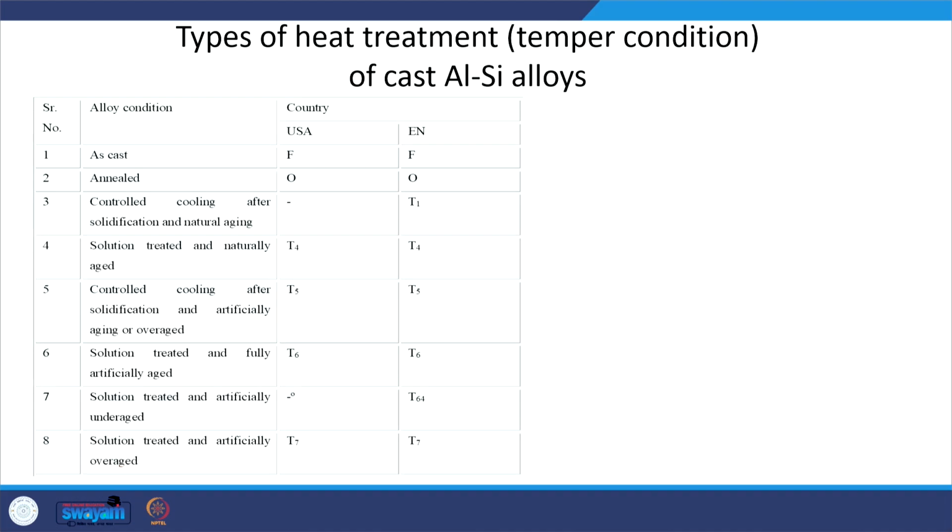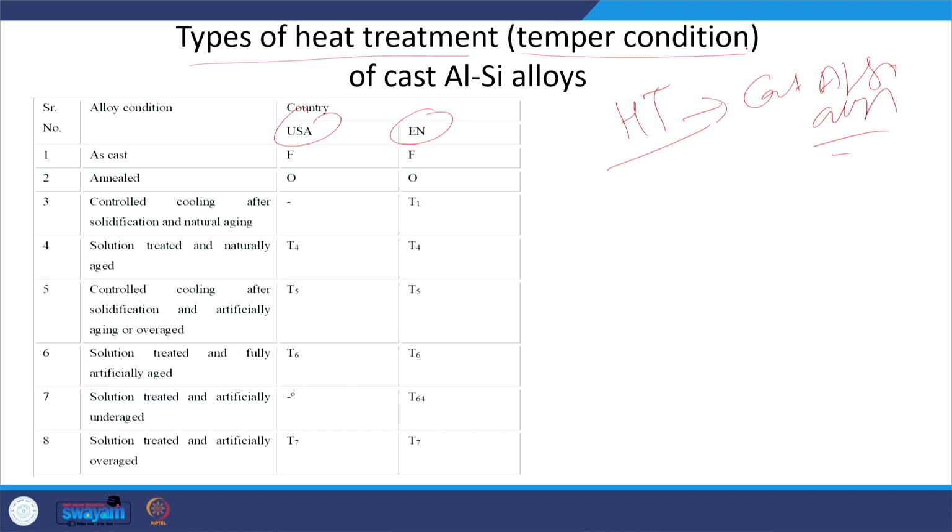If you focus on the different kinds of heat treatments which are performed on the cast aluminum silicon alloys, in the USA and in, say, England, the kind of grades which are allotted are very common grades which are used in India also. The type of heat treatment is the kind of temper condition of the aluminum casting.